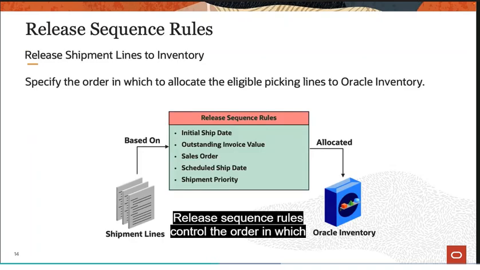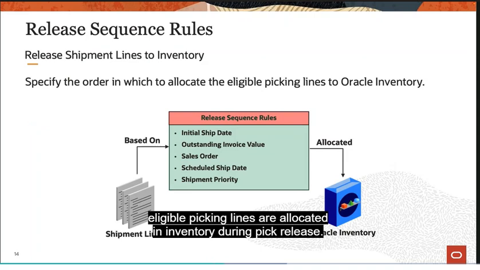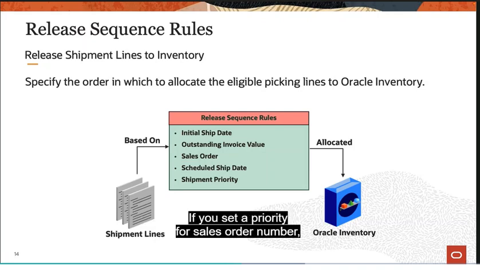Release sequence rules control the order in which eligible picking lines are allocated in inventory during pick release. You decide which attributes to use to sequence the release, and then the system allocates materials in that order. You can sequence picking lines by initial ship date, outstanding invoice value, sales order number, scheduling ship date, or shipment priority. If you set a priority for sales order number, you can also prioritize outstanding invoice value.